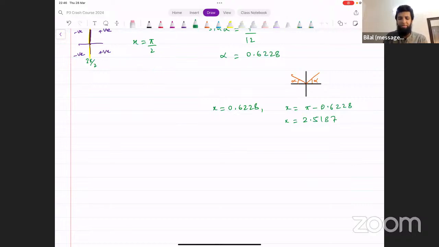But since they've said three significant figures, it's a good idea to write that in decimals as well. Let's see what that turns out to be. Pi divided by 2, that's 1.57. So one possible value that I'm getting is 1.57. That's one possible value of x.